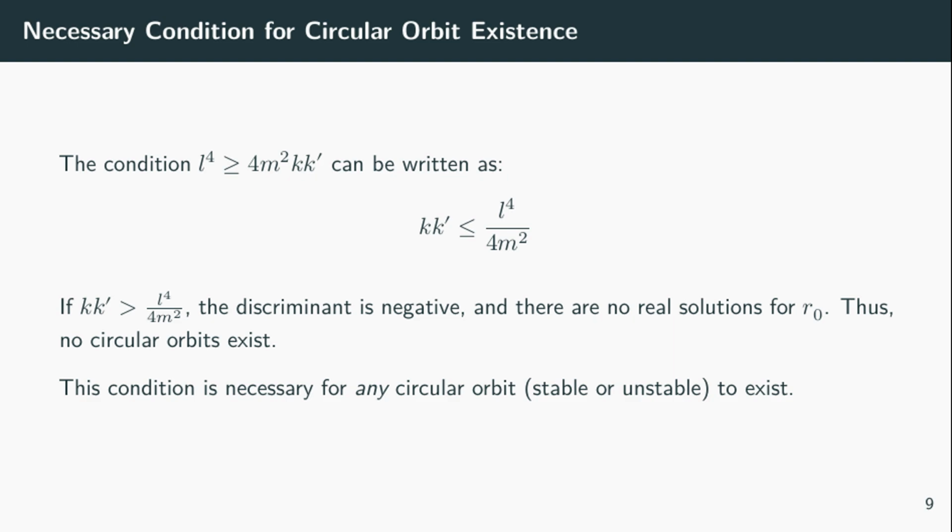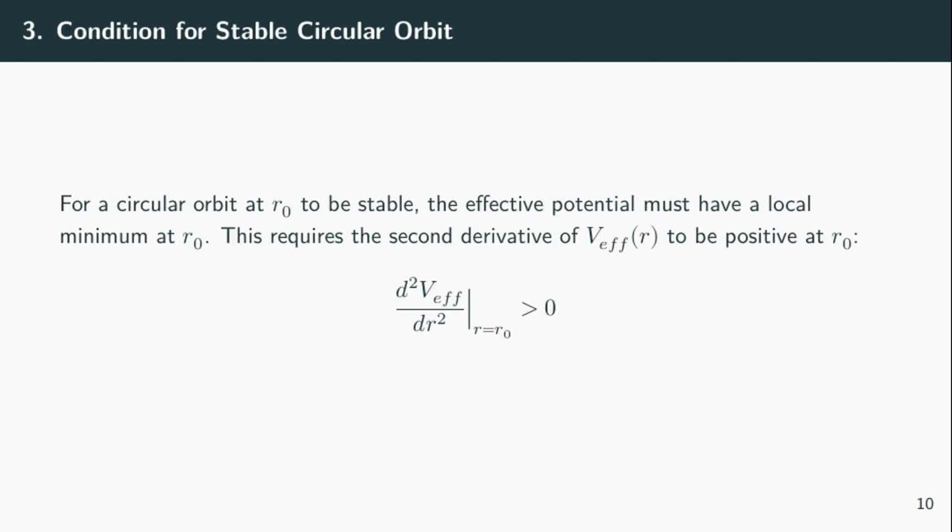If kk prime is strictly greater than L to the power of 4 over 4m squared, then the discriminant is negative, meaning there are no real solutions for r0. In that case, no circular orbits whatsoever exist. So this condition is absolutely necessary just for the possibility of any circular orbit being there. Now let's focus on the condition for a stable circular orbit.